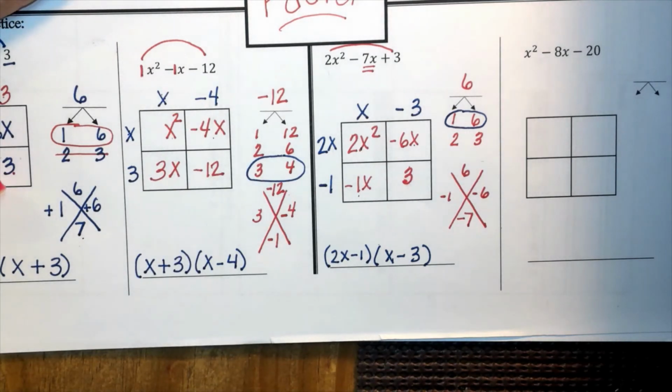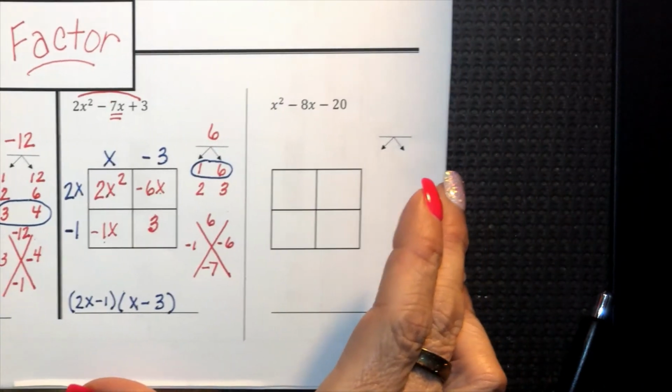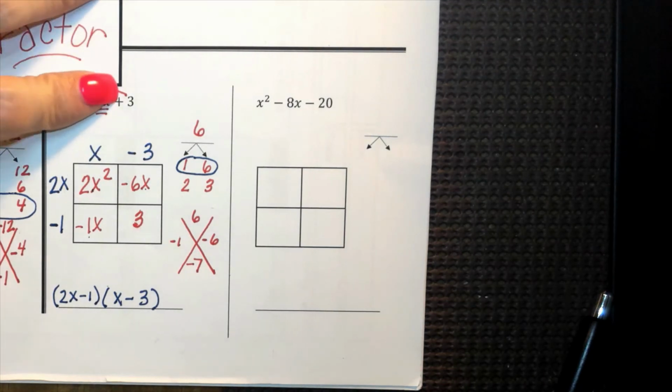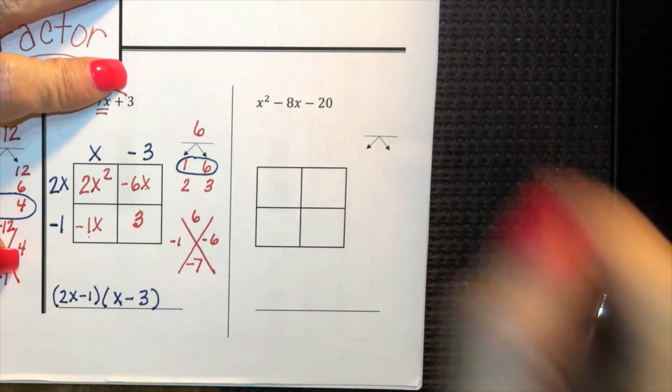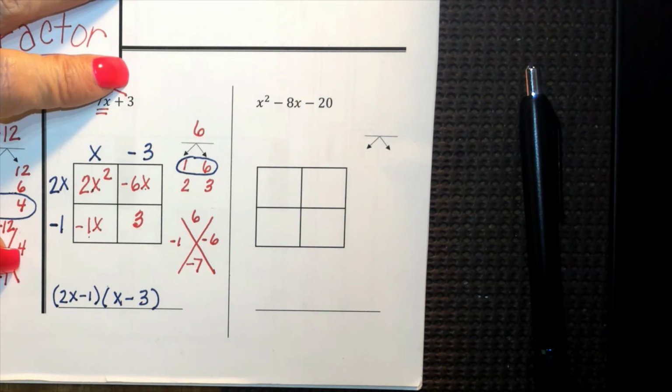All right, here we go. Last one. I'm going to scooch this over just a little bit so it's not so dark. First and last one in the box. Make the rainbow, where you multiply. Find your factors. Multiply up to get negative 20. Add down to get negative 8.